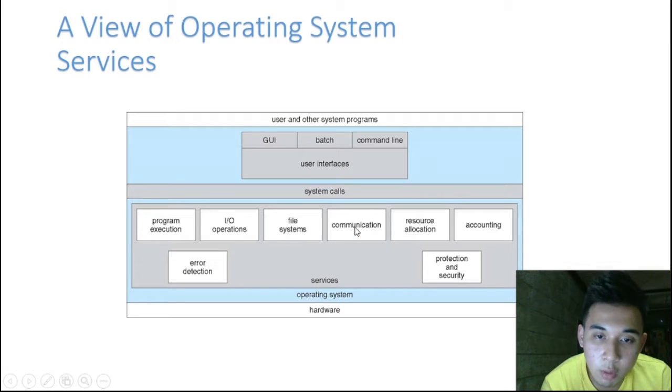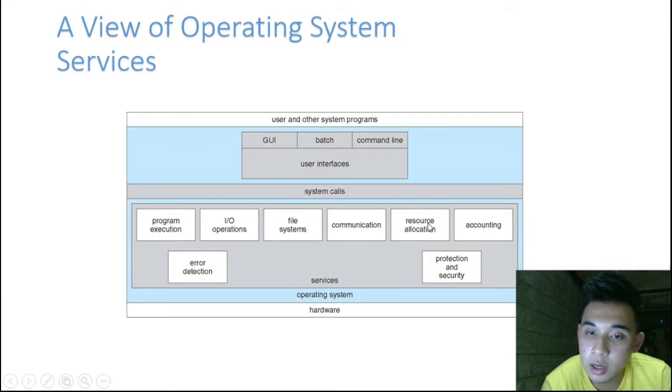The next part is communication. Communication is between processes running on the same processor or between processes running on separate processors or separate machines. They may be implemented as either shared memory or message passing.